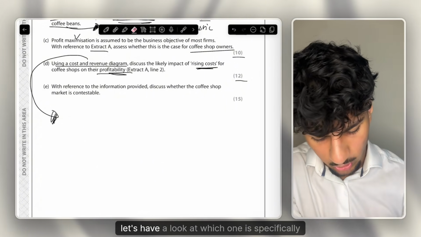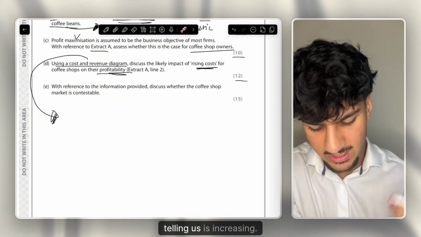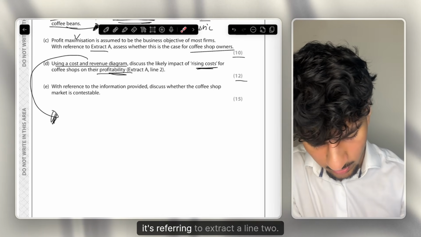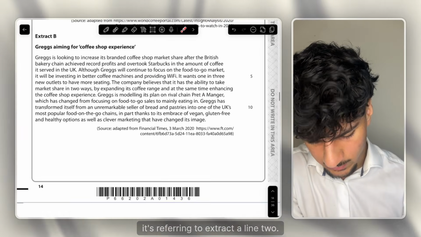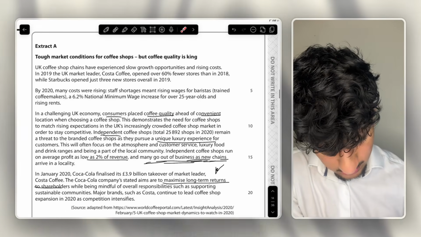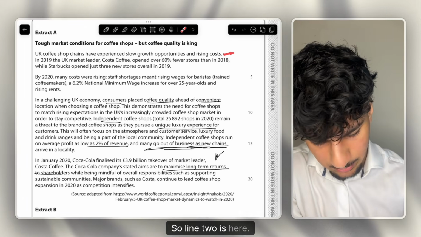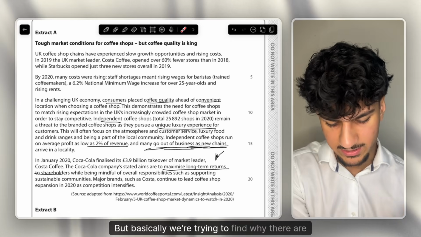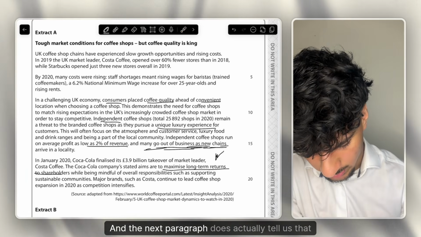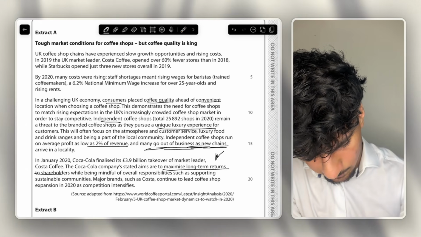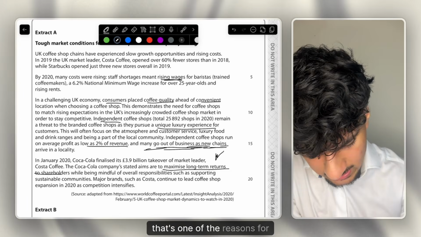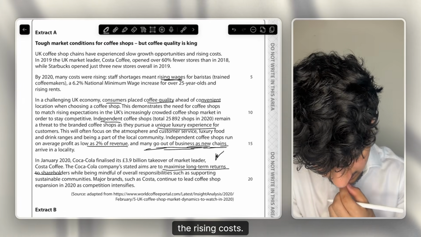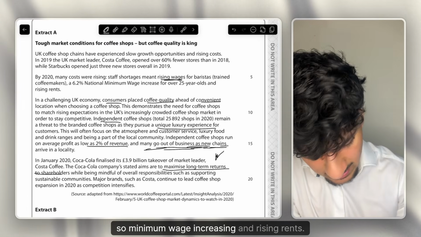But yeah, let's have a look at which one is specifically telling us is increasing, and it's referring to extract A, line 2. So let's have a look at that. So line 2 would obviously be here. So line 2 is here apparently, so my bad. So they've experienced rising costs, but basically we're trying to find why there are rising costs, and the next paragraph does actually tell us that. So rising wages, that's one of the reasons for the rising costs. So minimum wage increasing and rising rent.